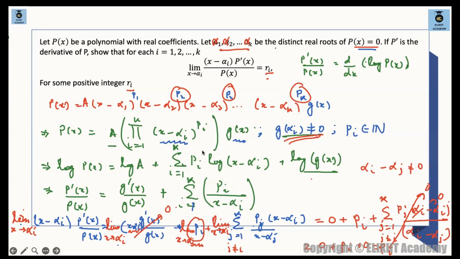ठीक है? So PI and RI have the same meaning. ठीक है? So here the final statement will be: PI is the same as RI for all i equal to 1 to k. Did you all get this question? Yes or no? Chal, next.